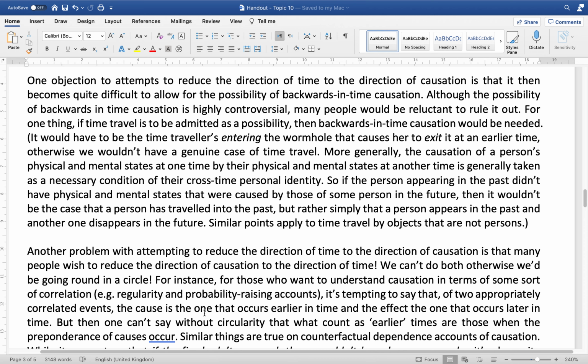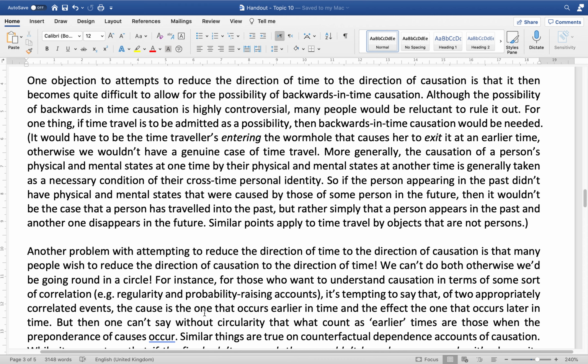This certainly would generate a bit of a difficulty in making room for the possibility of time travel and backwards in time causation if we simply defined the direction of time in terms of the direction of causation. I mean, it's not altogether impossible. You might try something clever like saying, well, the direction of time is the direction in which the majority of causation occurs. And that would allow for exceptions.